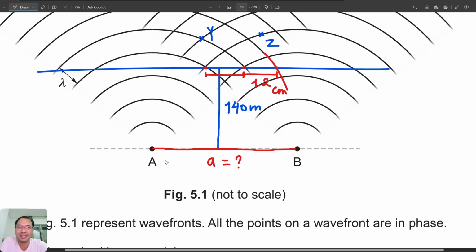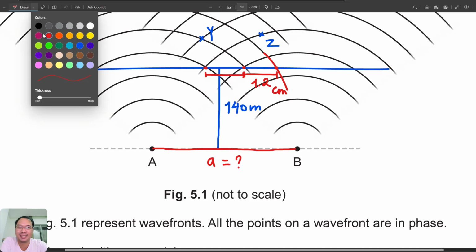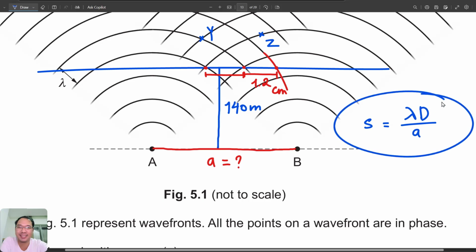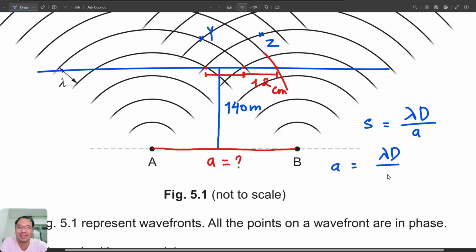The question asks to find the distance between A and B, and this kind of interference of waves on the surface of water is identical to the interference of laser light passing through the two slits in the Thomas Young double slit experiment. For that experiment we have this formula: the fringe separation, the distance between two adjacent successive fringes, is the wavelength multiplied by the distance from the slits to the screen and divided by the separation between the two slits. We will apply this same equation. We need to find a, so a is lambda D over s.